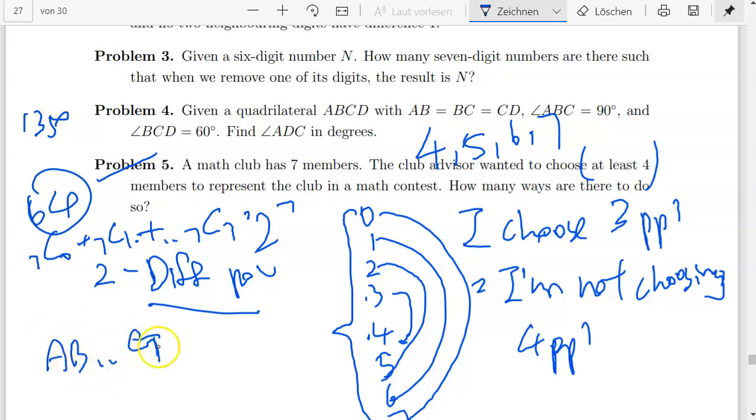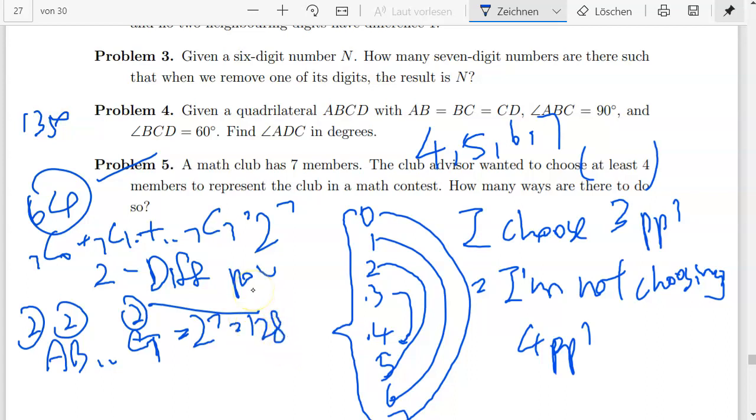For A, how many choices do I have? I can choose him, or I do not choose him. So I have 2. Ditto for B, C, D, all the way up to G. So 2 times 2 times 2, multiplied by itself 7 times, so we get 2 to the power of 7, which is equal to 128.